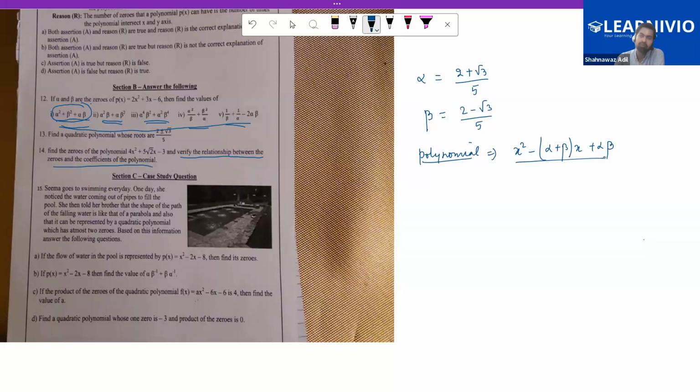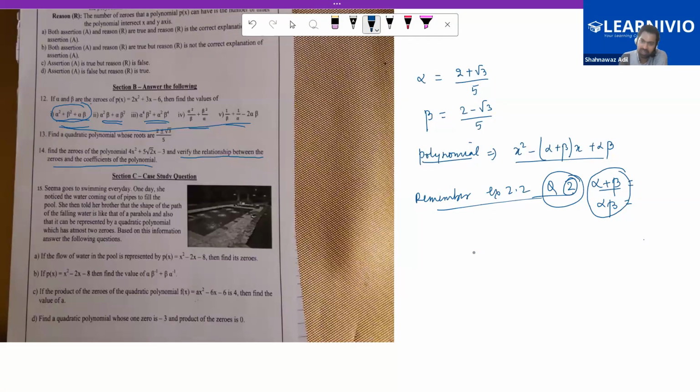Sir, can you explain this once again? Yeah. Remember exercise 2.2 and question number 2. In all of these questions, you will be given the sum of the zeros and the product of the zeros, right? So whenever you know these two things, you can write the polynomial as this one. So this is how we write the polynomial. Clear?